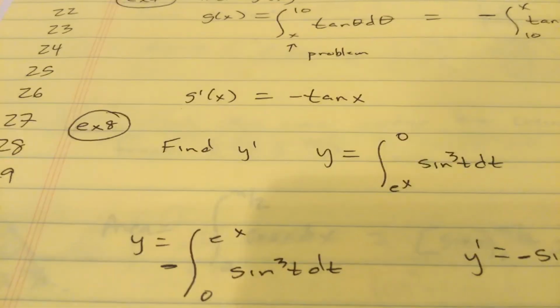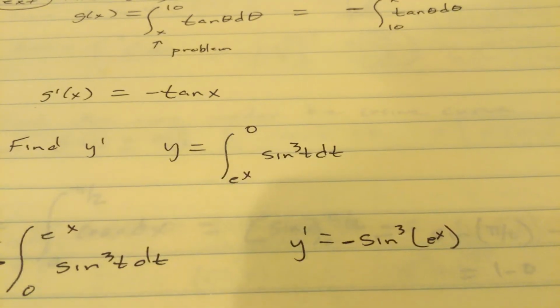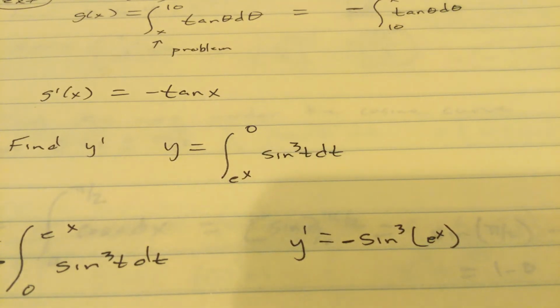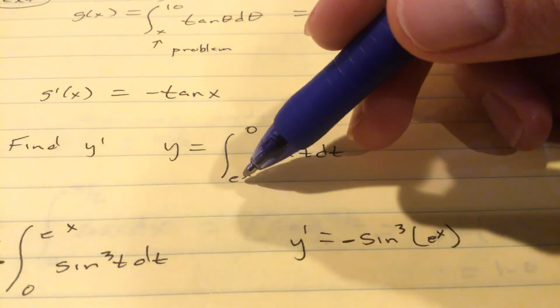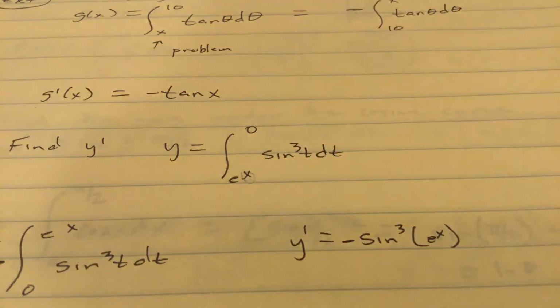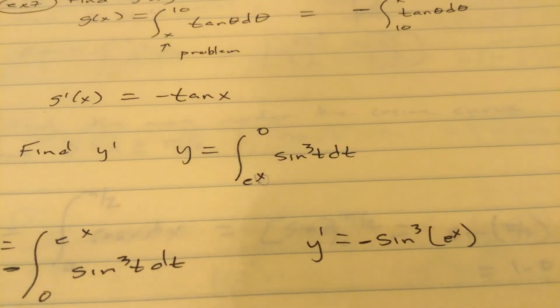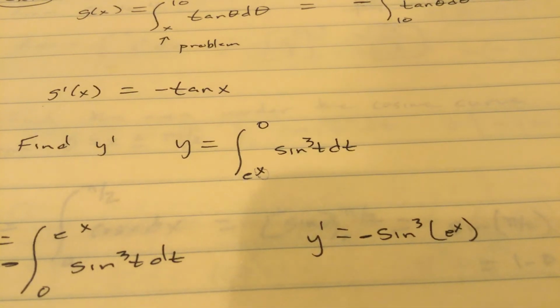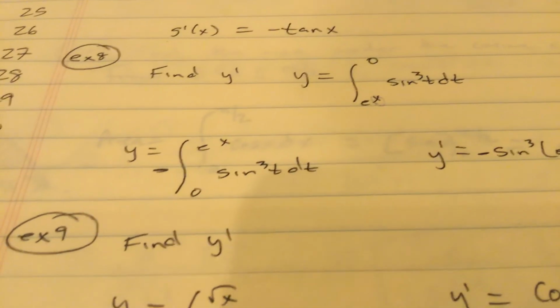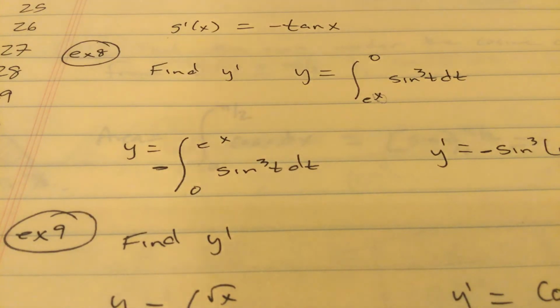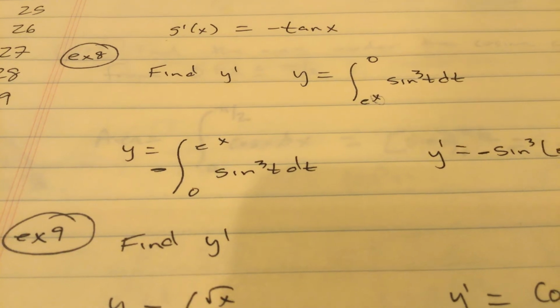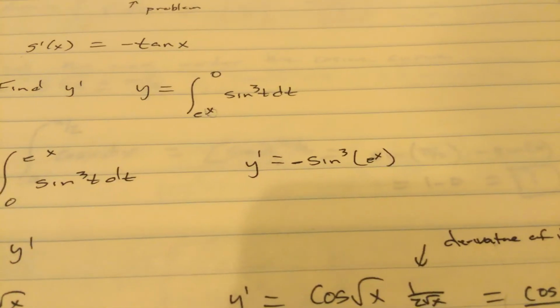All right. Find y prime if y is equal to this. Again, x is the lower bound. We got to switch that. So we do. We flip it. 0 is the lower bound. E to the x is the upper bound. So we have negative integral from 0 to e to the x of sine cubed t dt. Plug e to the x in for t.